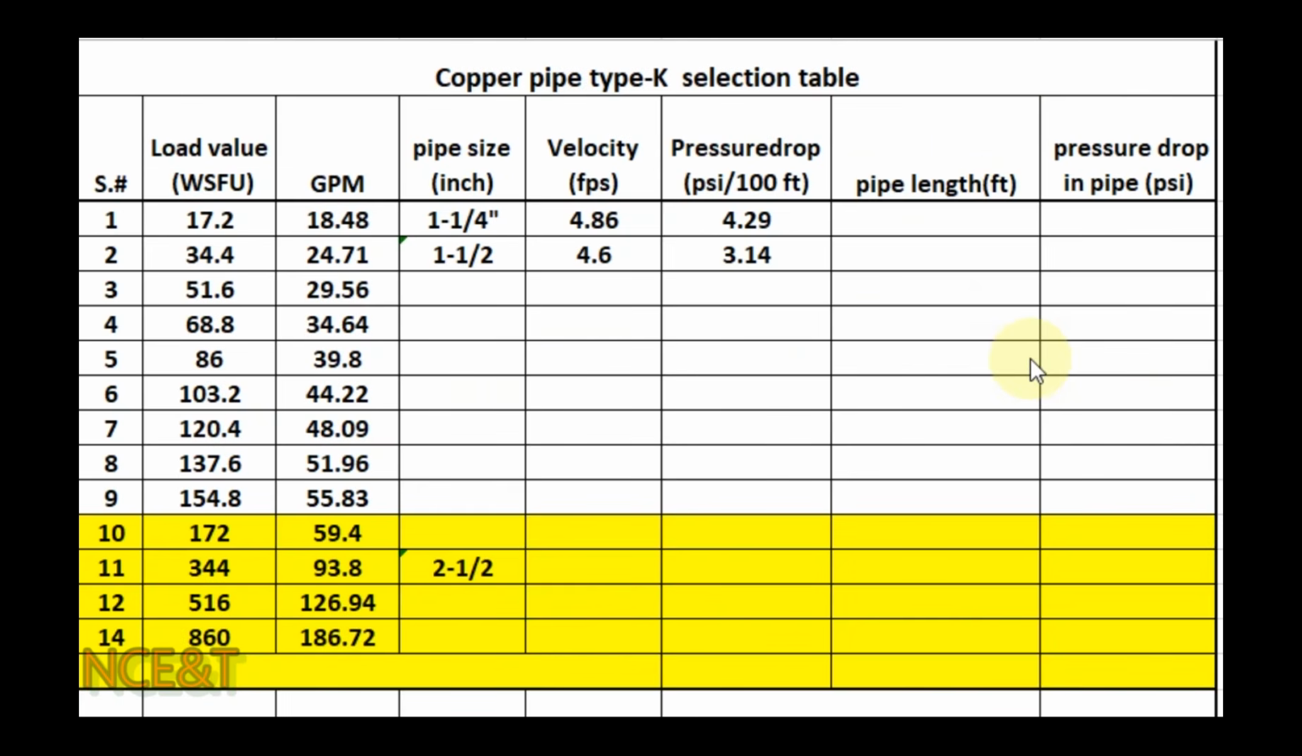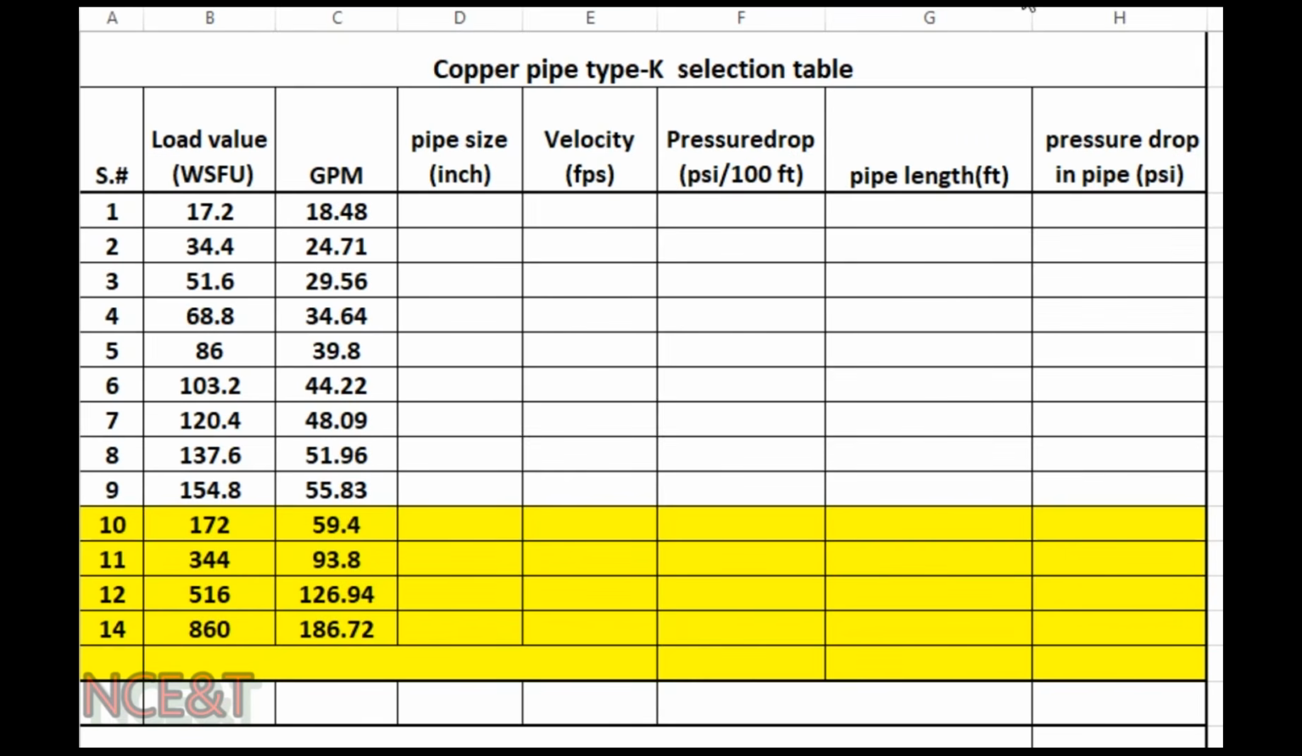Let us again fill these values. For pipe segment 11, for load value 344 water supply fixture unit, we need GPM 93.8, and we will select the pipe size 2.5 inch with velocity 6.46 feet per second, and the head loss 3.27 psi per 100 feet. And the last main pipe GPM is 186.72.